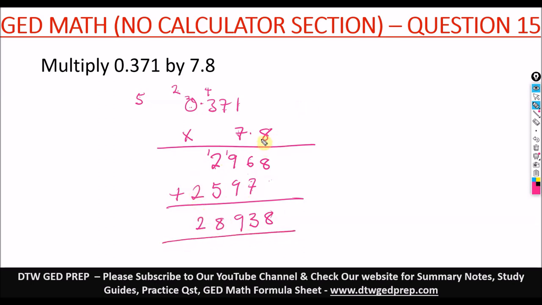Now it's time for us to count our decimal places. So we have 1, 2, 3, 4. So we're going to move 4 times. 1, 2, 3, and 4. And our final answer is 2.8938. Can you see that? To get your decimal, how many decimal places we're going to count, okay? You count the numbers to your right after each decimal point. Okay, so we have one number here. Here we have three numbers. So 3 plus the 1 number here, that's 4. That's why we moved 4 times. Okay, so this is our answer.